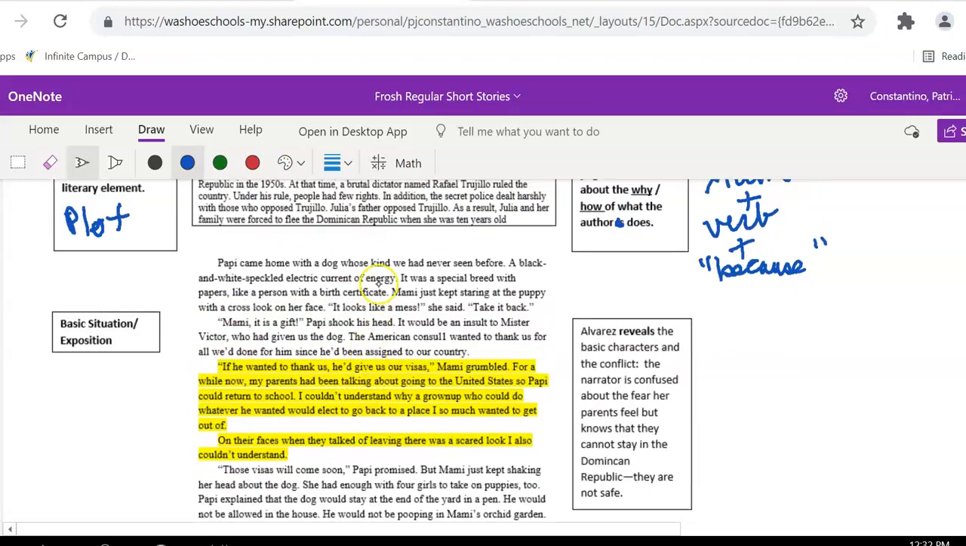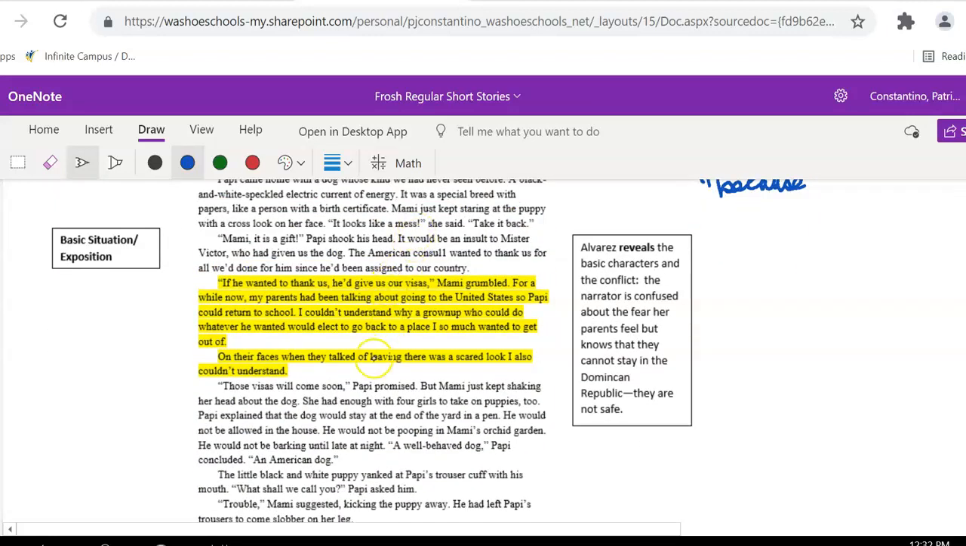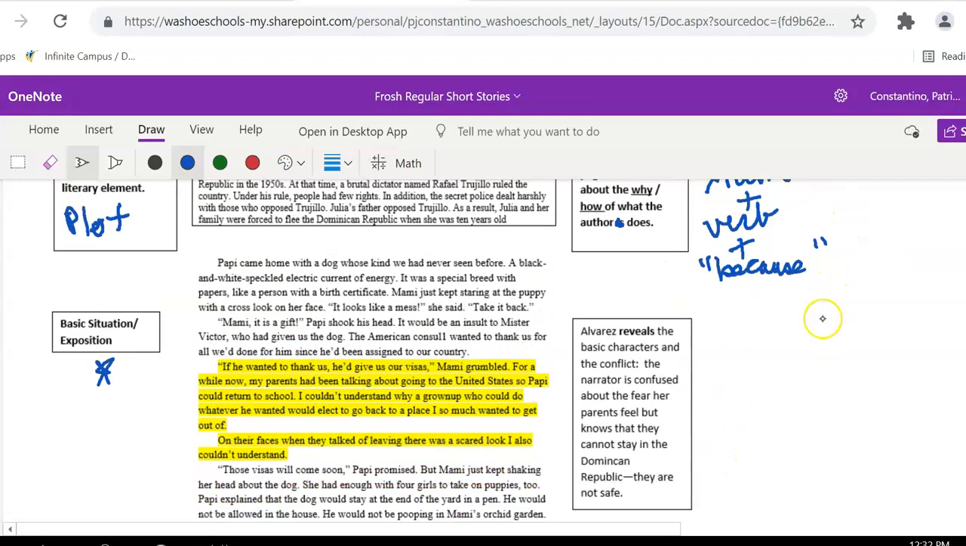Okay, so this is the very beginning. We're picking up on conflicts and things like that. So I label this as the basic exposition. Basic situation is exposition. Okay, I just labeled what part of the plot. And then on the right, I did the author plus the verb plus because. So Alvarez, our author, reveals the basic characters in conflict.